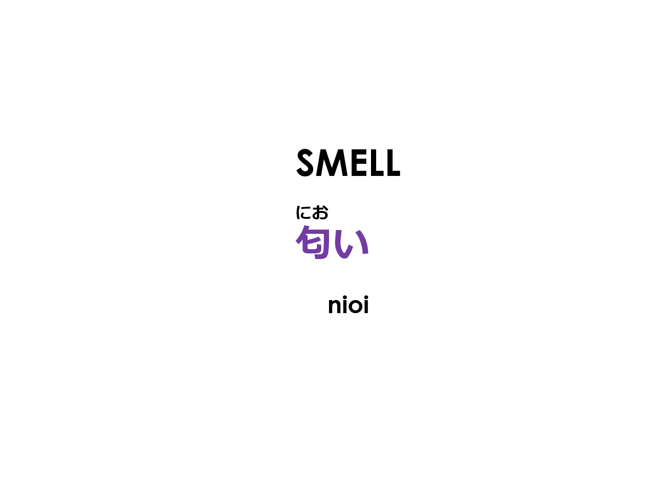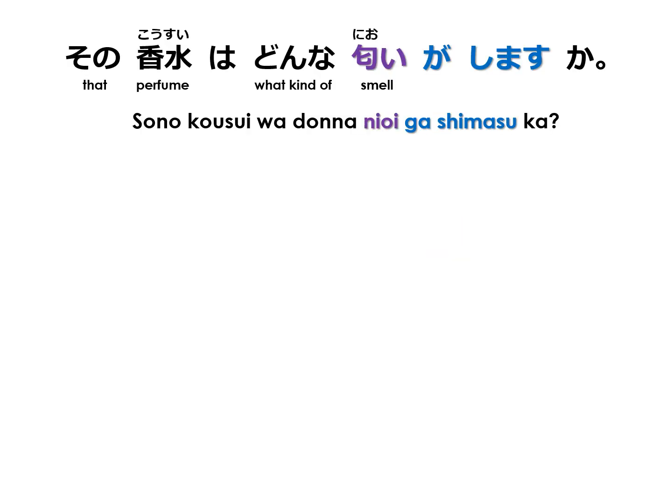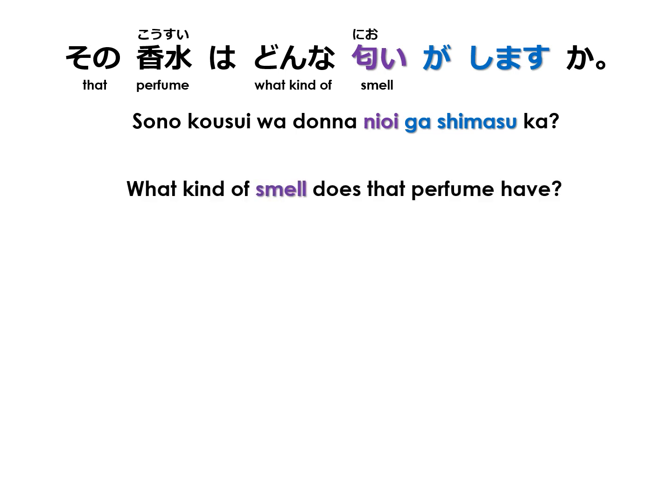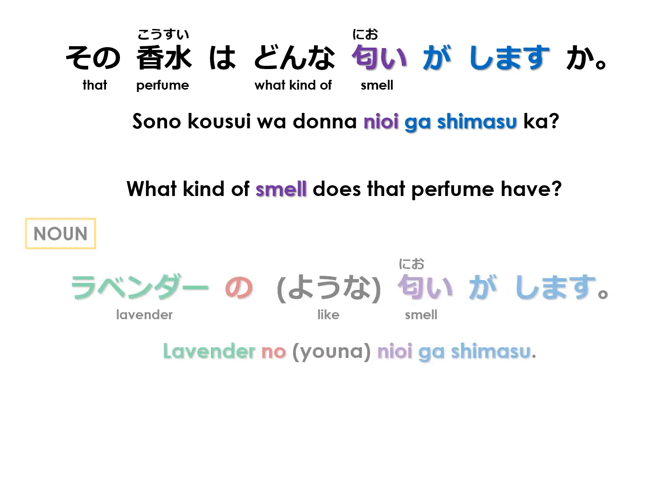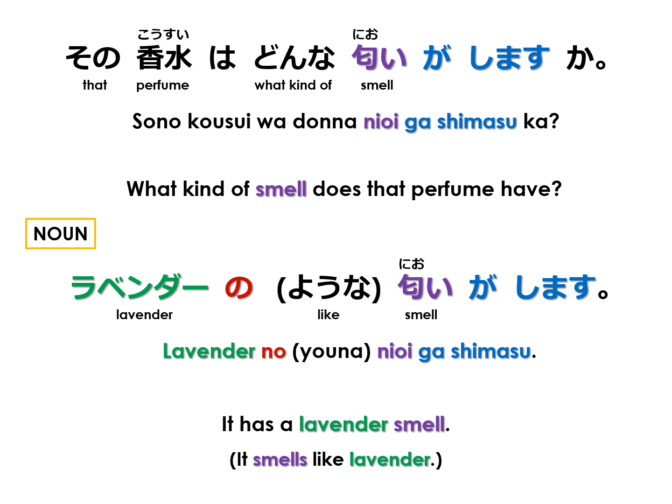First, the perception of smell. Smell is nioi. Nioi ga suru means smells like. その香水はどんな匂いがしますか? What kind of smell does that perfume have? Now, using a noun, we can say ラベンダーのような匂いがします. It smells like lavender. And after removing yona, we can also say ラベンダーの匂いがします. It has a lavender smell.